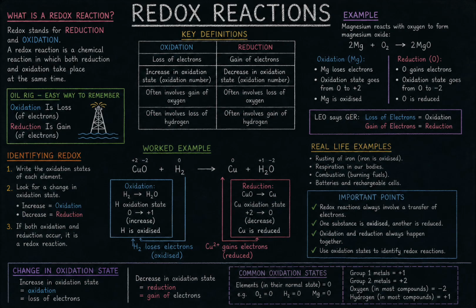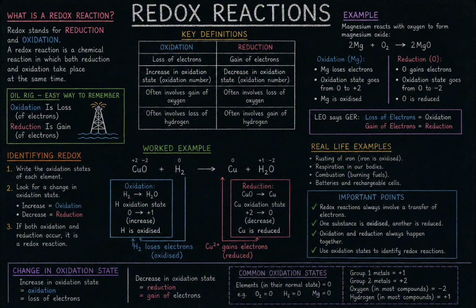4. Redox reactions. Finally, let's look at redox reactions. A redox reaction is a reaction where oxidation and reduction happen at the same time. These reactions involve the transfer of electrons. Oxidation. Oxidation means loss of electrons, often gain of oxygen, loss of hydrogen. Reduction. Reduction means gain of electrons, often loss of oxygen, gain of hydrogen.